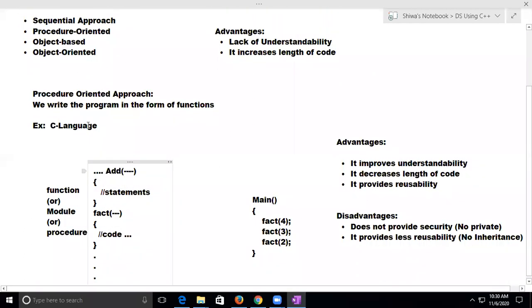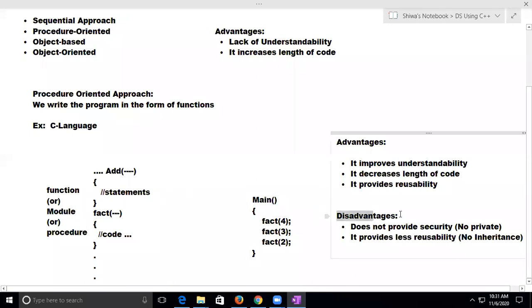In the procedure oriented approach, we are writing code in the form of functions like this. The advantages are that it improves understandability, decreases the length of code, and provides reusability. We are writing code only one time, so the length of code automatically decreases, but we can use that code any number of times by calling. We are writing in the form of parts, and each part we call a function. Here we are adding two numbers, here we are finding factorial. Like that, we can understand easily if we divide into parts.